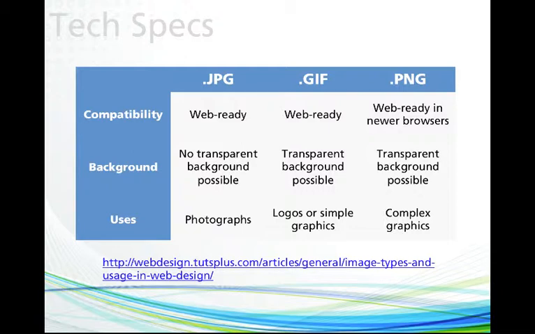So for a JPEG, in terms of the compatibility, it's web ready. You can use this online. It's very common. In terms of background, it doesn't have a transparent background. So the image that you're going to have is going to be a constrained square or rectangle. And these are most commonly used when dealing with photographs.